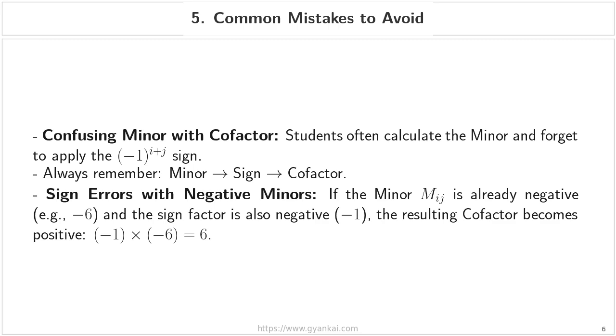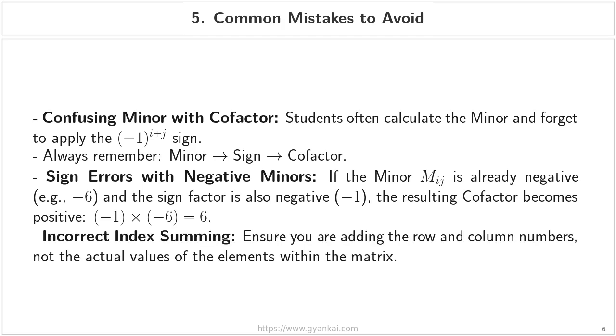Second, watch out for sign errors when you are dealing with negative minors. This is a tricky one. If your calculated minor, let's call it M sub ij, is already a negative number, for example, -6, and your sign factor for that position is also -1, remember that a negative times a negative results in a positive. So, -1 multiplied by -6 becomes +6. Don't let the double negatives trip you up.